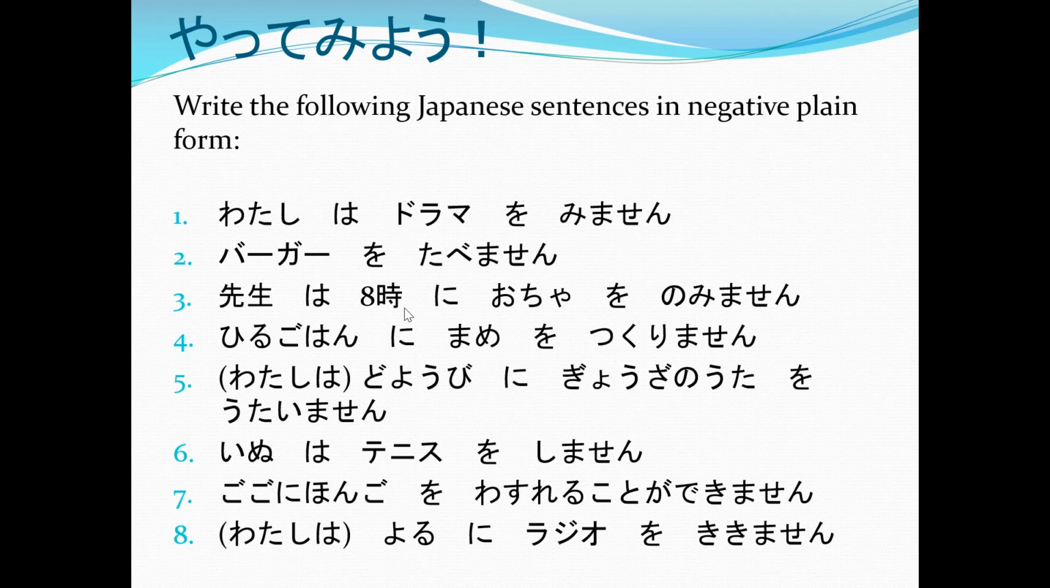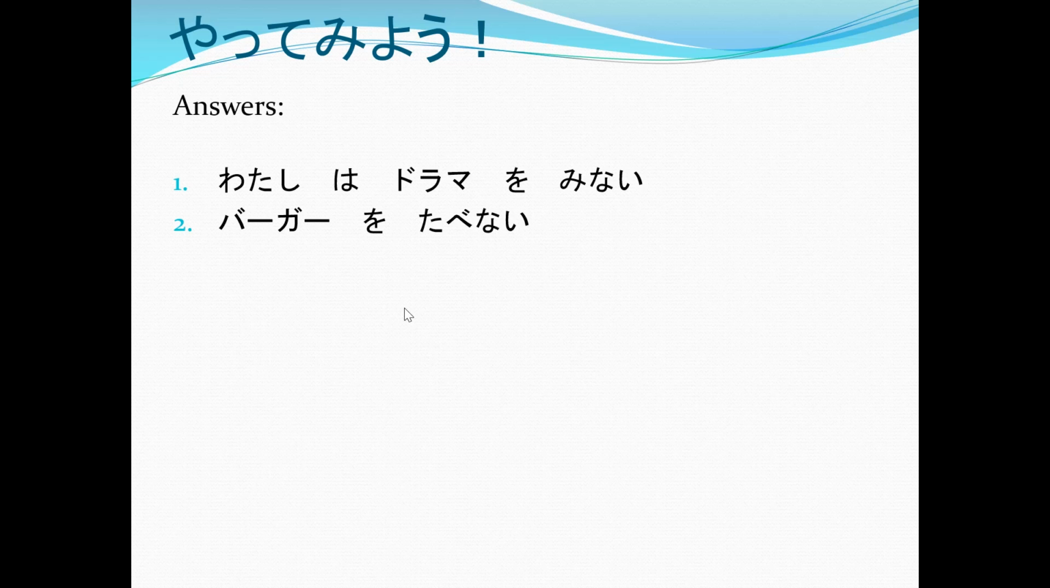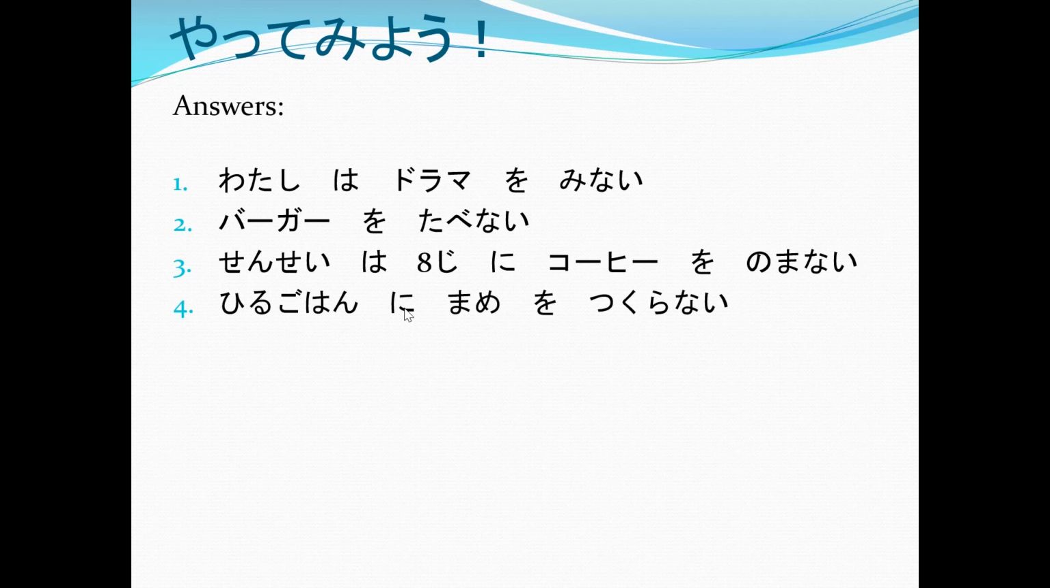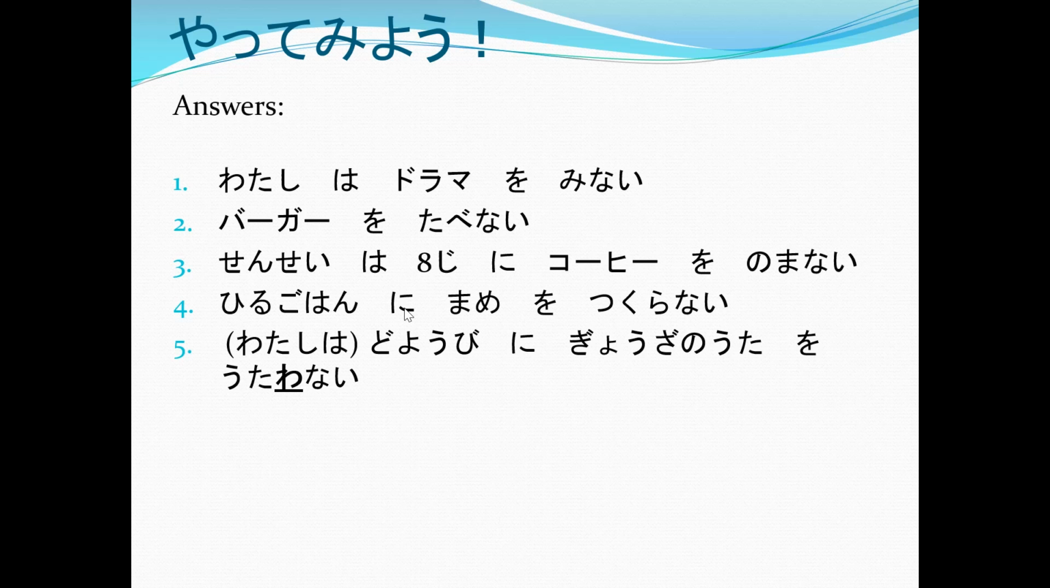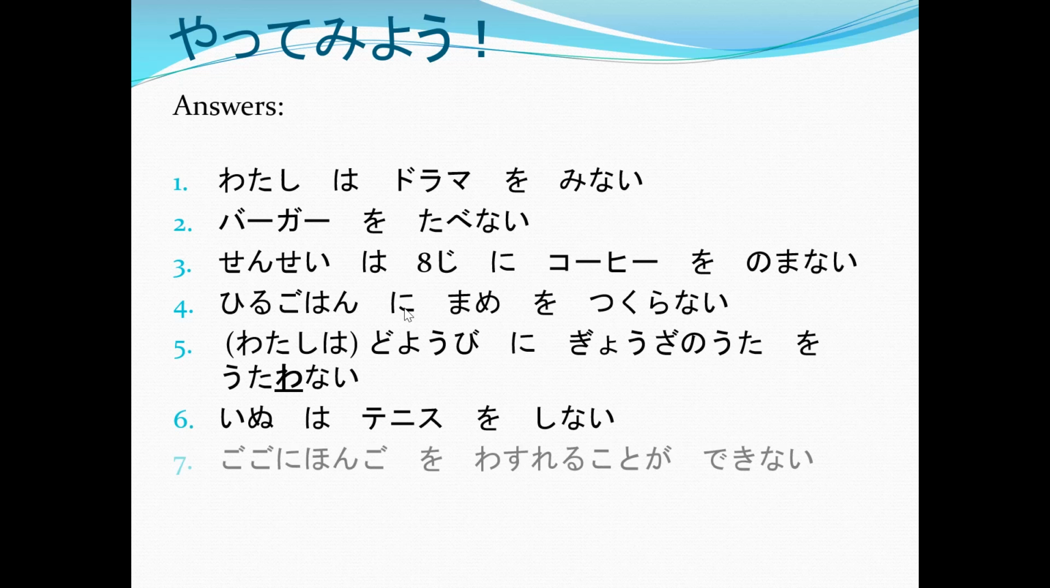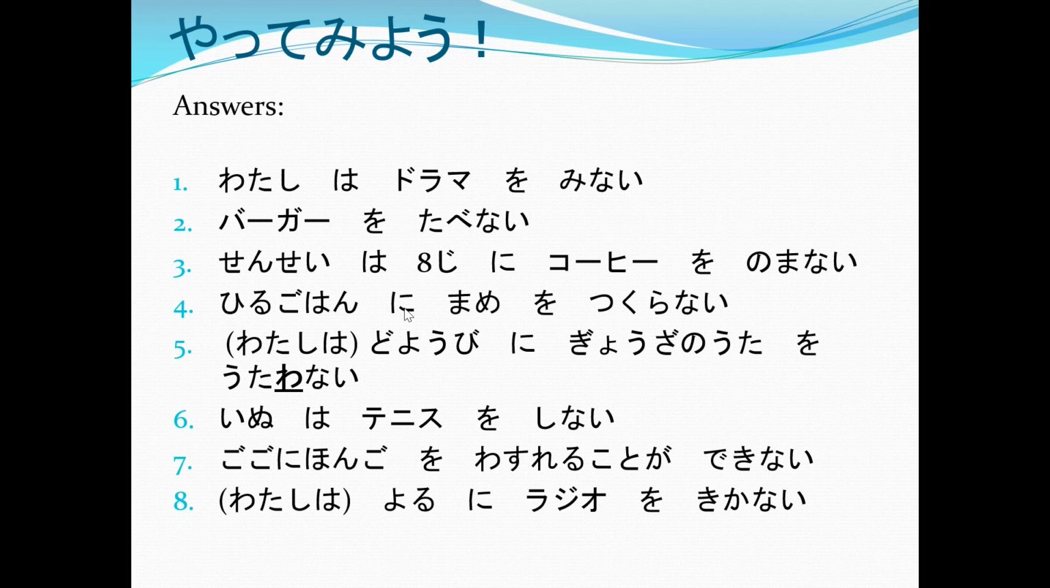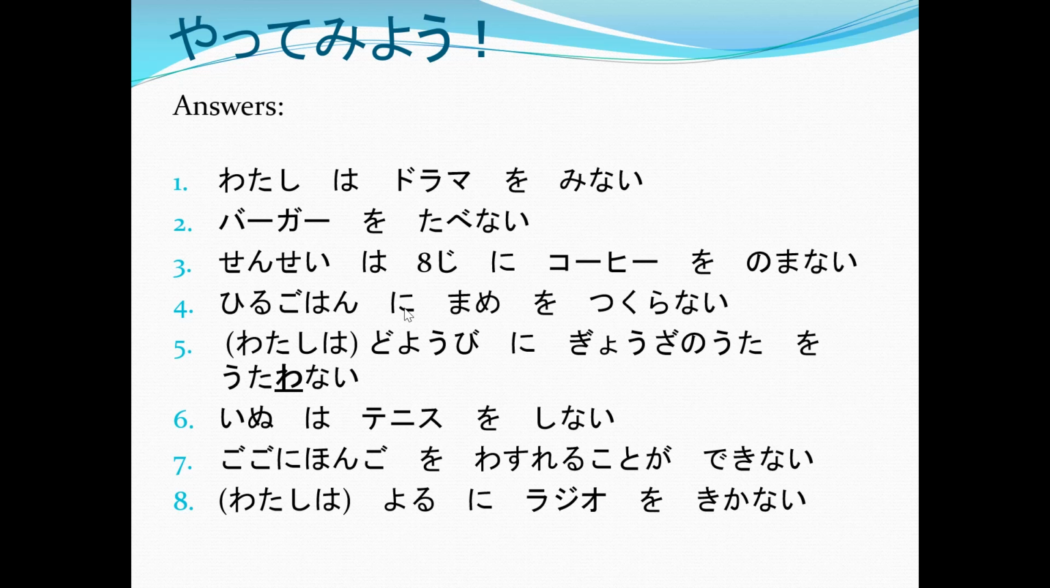とにかくやってみてください。それが一番大事です。これは返事です。答えです。私はドラマを見ない。バーガーを食べない。先生は8時にコーヒーを飲まない。昼ご飯に豆を作らない。私は土曜日に餃子の歌を歌わない。Be careful with that one. 犬はテニスをしない。午後日本語を忘れることができない。Of course not. 私は夜にラジオを聞かない。How do you go? Try and do kanji and pause now if you want to make sure you get the right answers.